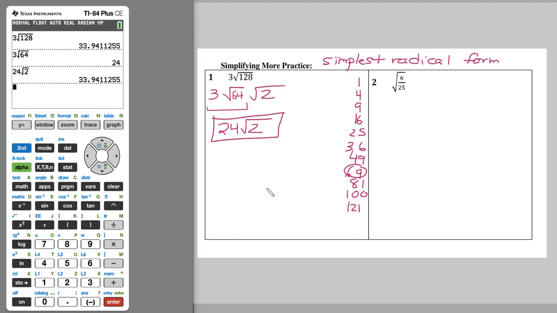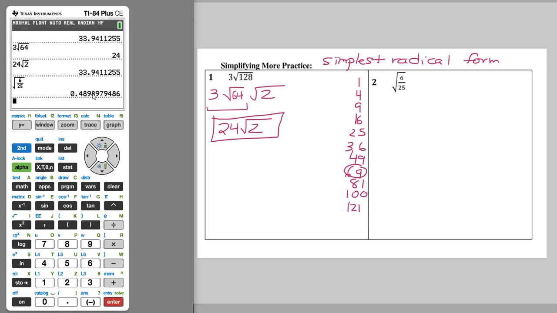All right, so let's look at this next one. The square root of 6 over 25. First thing I'm going to do is try this out and just put it in my calculator, just because it's so weird, and I don't think I've ever seen anything like that before. So I had to use my radical, and then I had to use my alpha y equals to get the fractions. Let's see what happens.